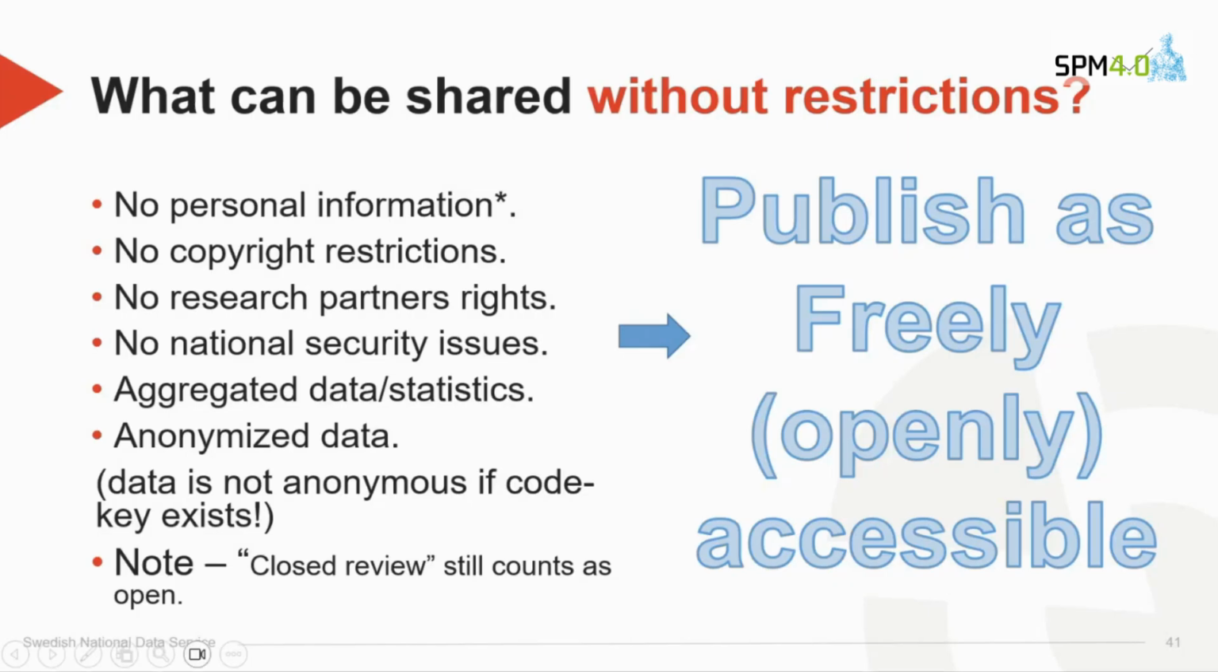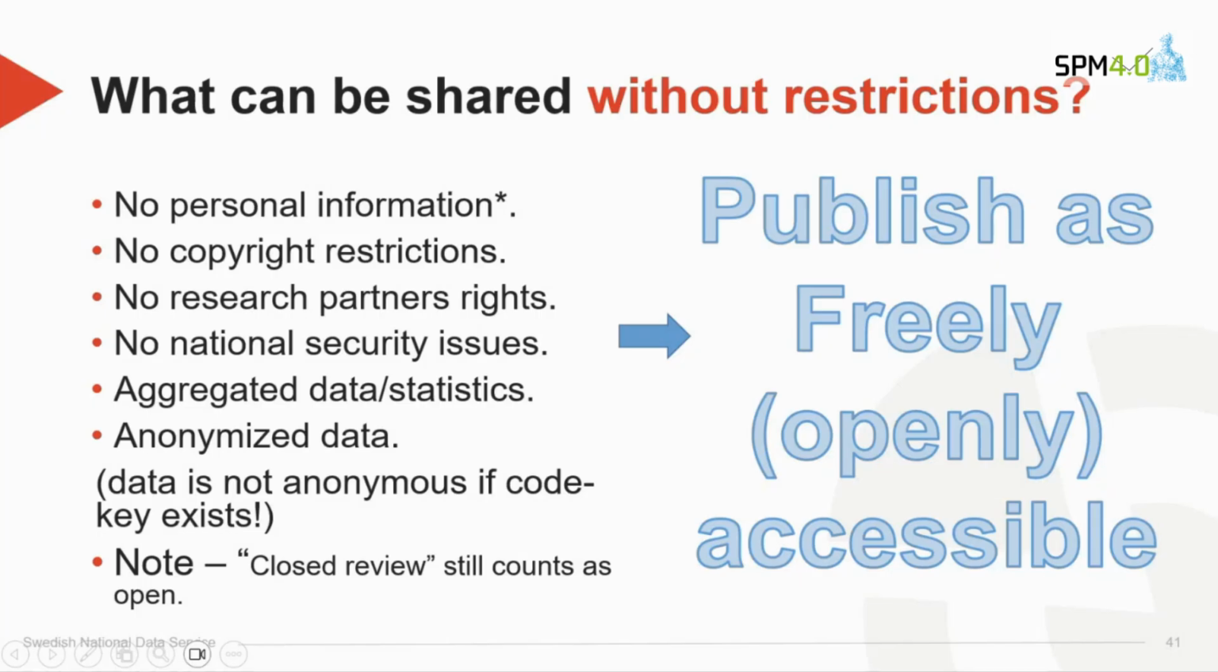Aggregated data and statistics. So even if you start with personal information, if you calculate statistics on that personal information so that you can't get to the original data, then you can publish it. Anonymized data, I'm going to talk about that more in a minute, can be published.